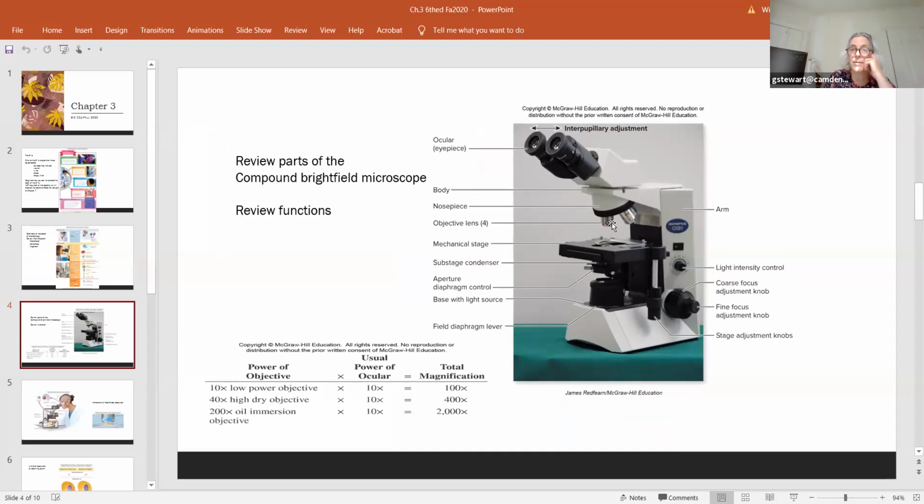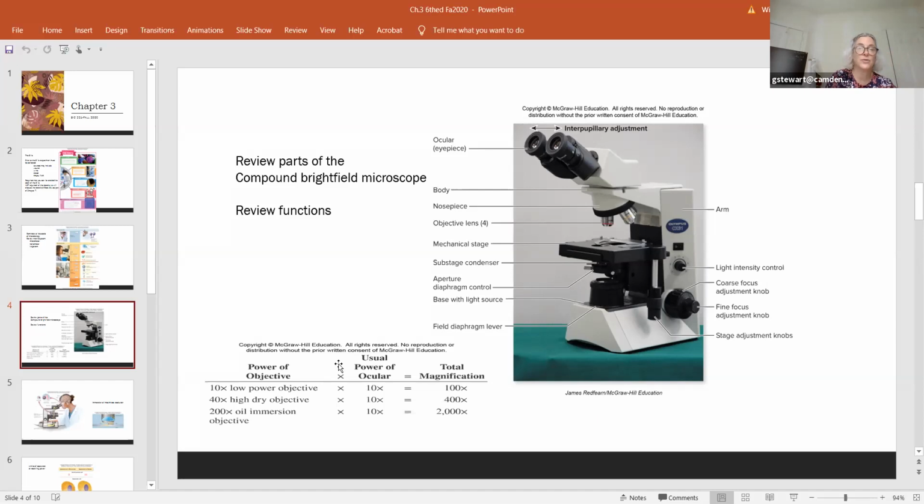There are 4 of them on this microscope. We call this the rheostat. This is the light intensity control. It's called the rheostat. Mechanical stage, to be able to control the aperture, and then the focusing knobs, the coarse focus and the fine focus.